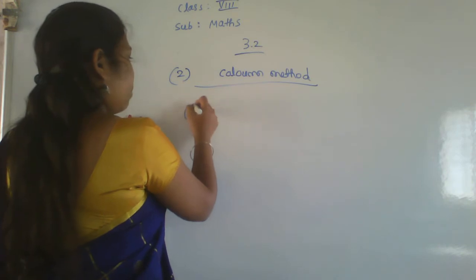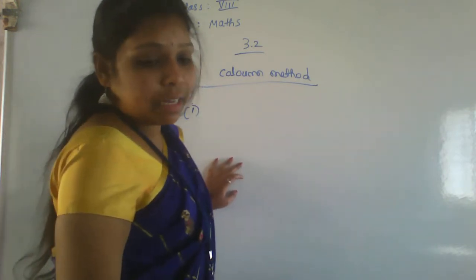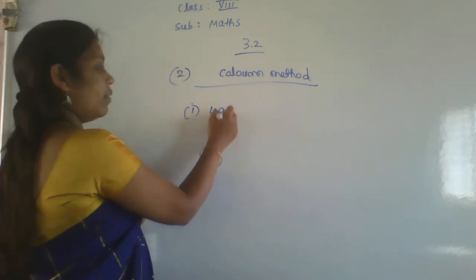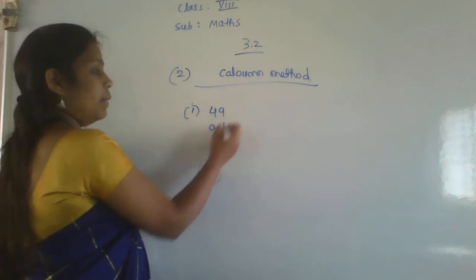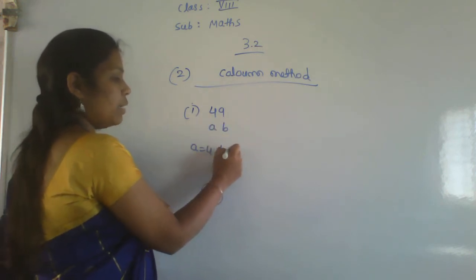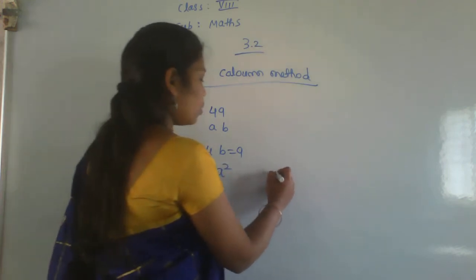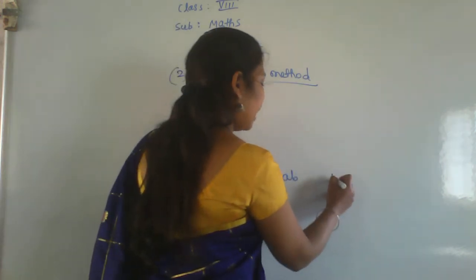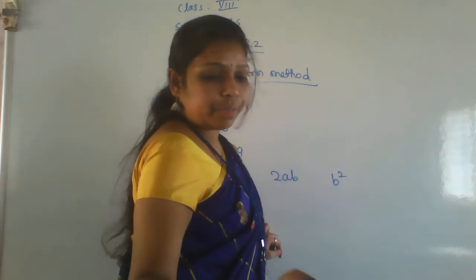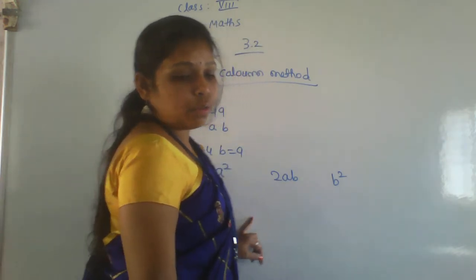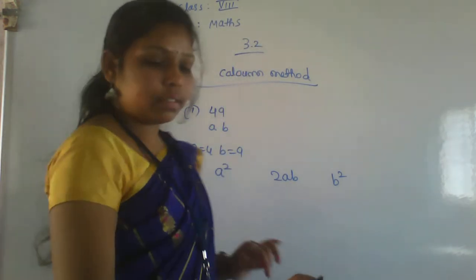So in the second main, the first example is 49. This is called as a and b. The a value is 4 and the b value is 9. Remember that one. So Coleman method means a square, 2ab, and here b square. So do like this.